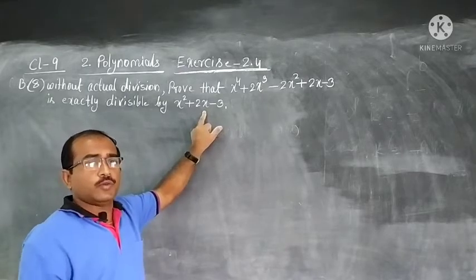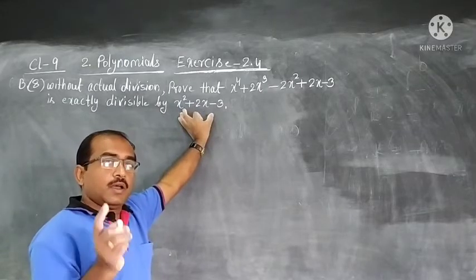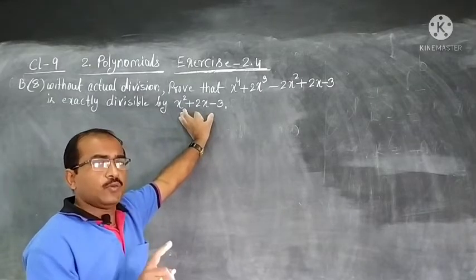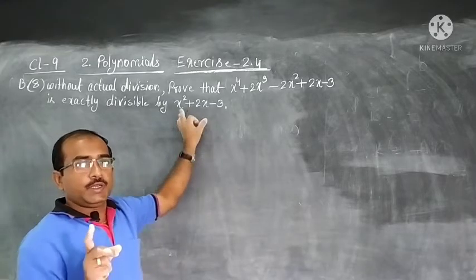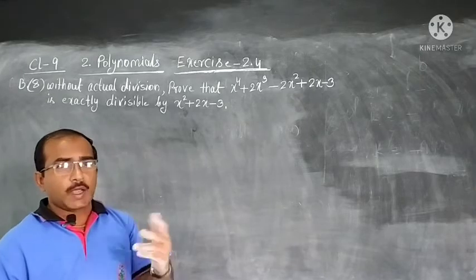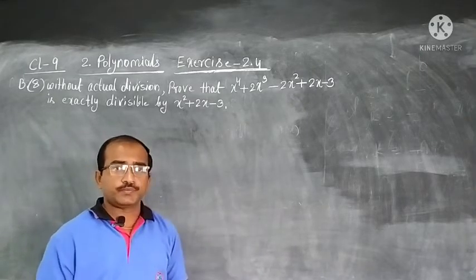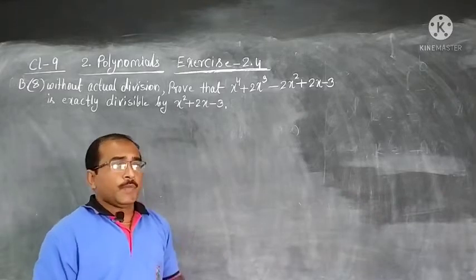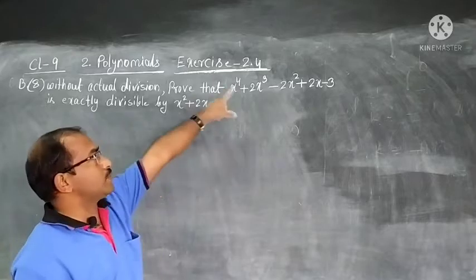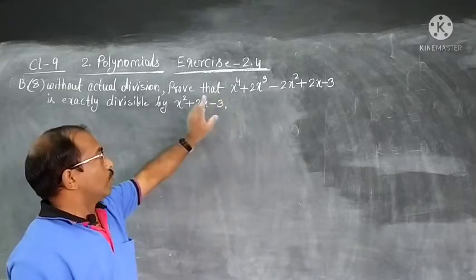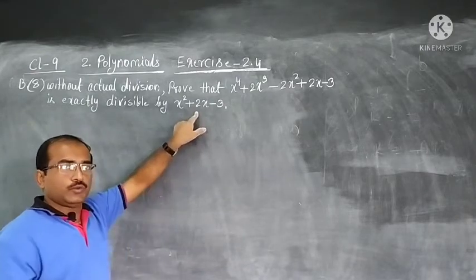So, what will we do? We will first factorize this divisor, and we know every trinomial is a product of two binomials. That means, when we multiply two binomials, we get a trinomial. So, let us factorize this divisor g(x), and then we will see what to do with p(x).